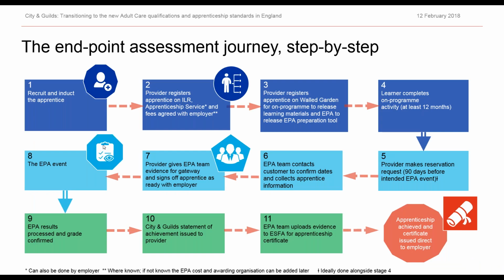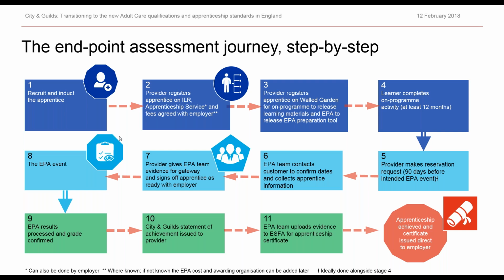Here we've described the apprenticeship journey in terms of the endpoint assessment. So it's a step-by-step guide. It's fairly straightforward, actually. Apprentices need to register with you. You then process their ILR. Register apprentices on the walled garden for their on programme.